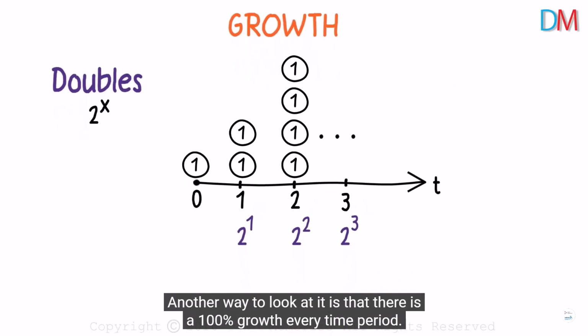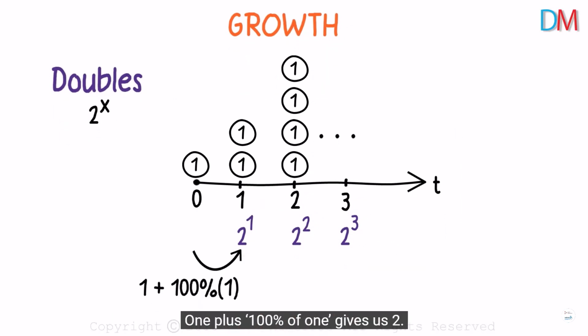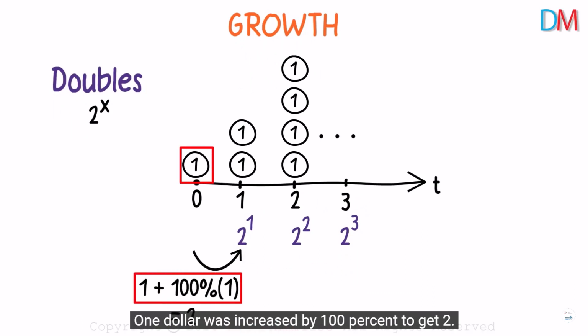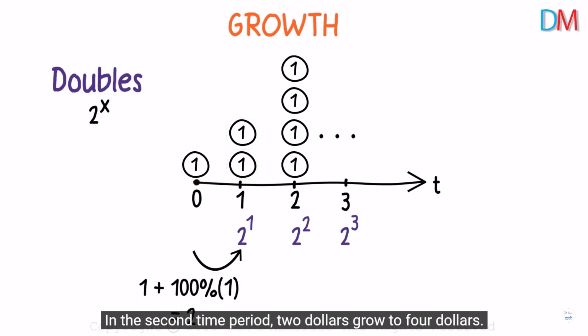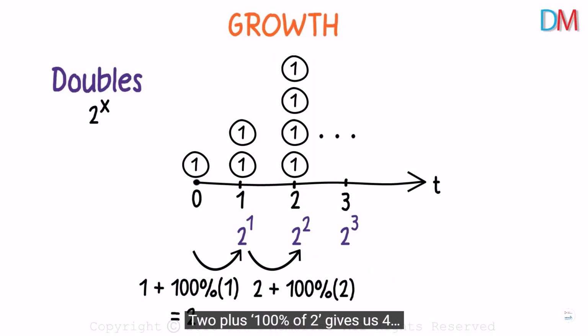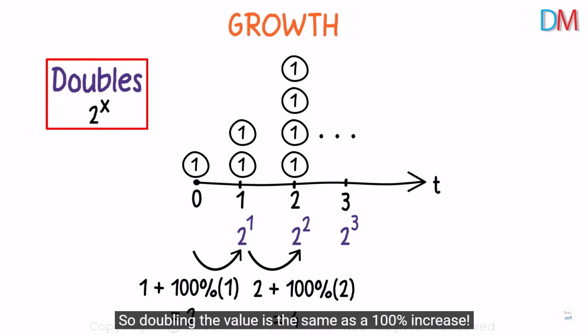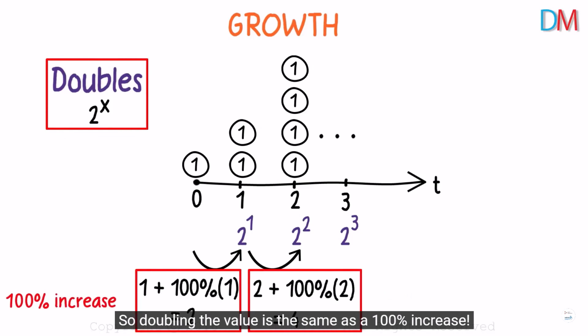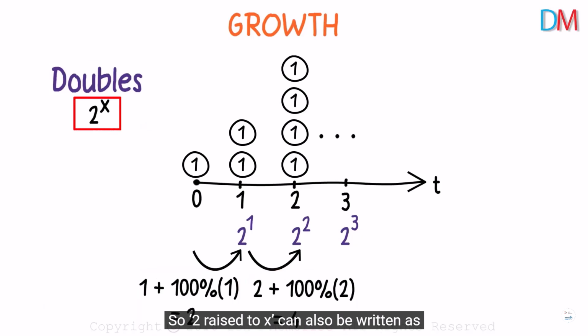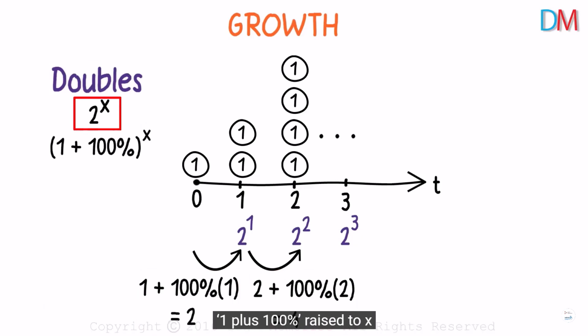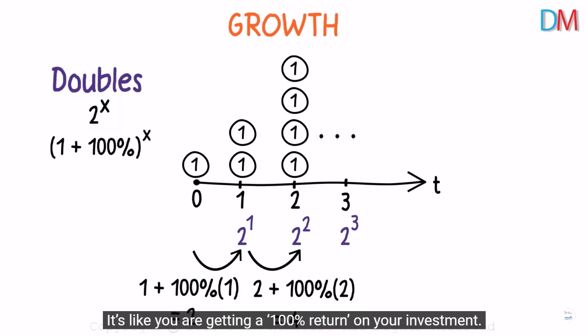Another way to look at it is that there is 100% growth every time period. 1 plus 100% of 1 gives us 2. $1 was increased by 100% to get 2. In the second time period, $2 grew to $4. 2 plus 100% of 2 gives us 4, and so on. So doubling the value is the same as a 100% increase. So 2 raised to x can also be written as 1 plus 100% raised to x. It's like you're getting a 100% return on your investment.